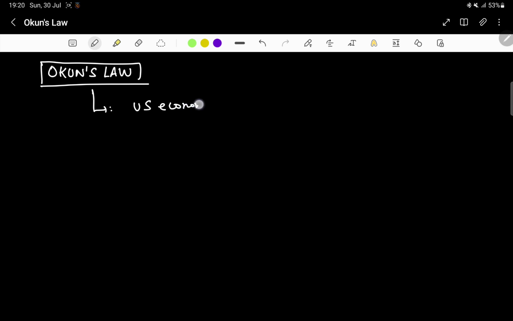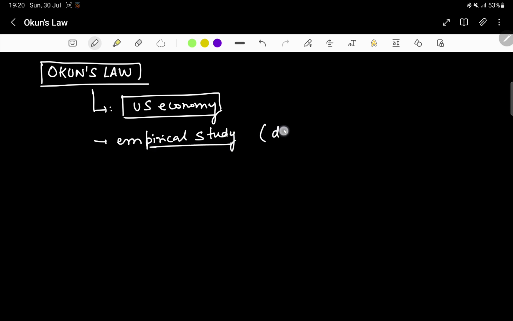In this session, we will be looking into Okun's law. We need to know that Okun's law was developed for the US economy. That is the first fact that we need to keep in our mind. It was an empirical study. Empirical study means that the study was based on data sets.